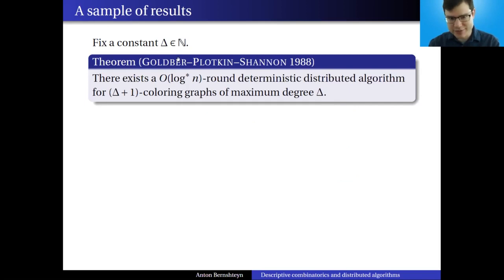For fixed delta, so fixed delta for this slide, there exists a big O of log star n round deterministic distributed algorithm that colors graphs of maximum degree delta using delta plus 1 colors.